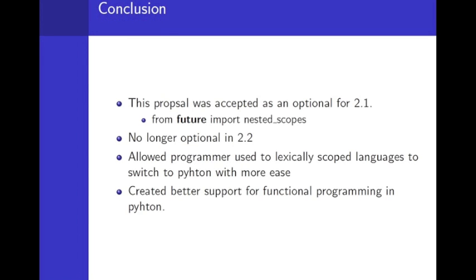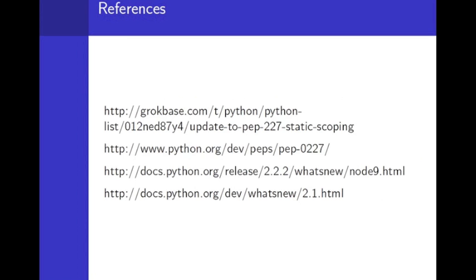This proposal, number 227, was accepted and first implemented as an option for Python 2.1. This was via the syntax from __future__ import nested_scopes. It wasn't until version 2.2 that this became part of the source code and an official feature of Python. This made the transition to Python less confusing for programmers experienced with nested functions. Overall, this PEP is on track with the overall vision of Python.